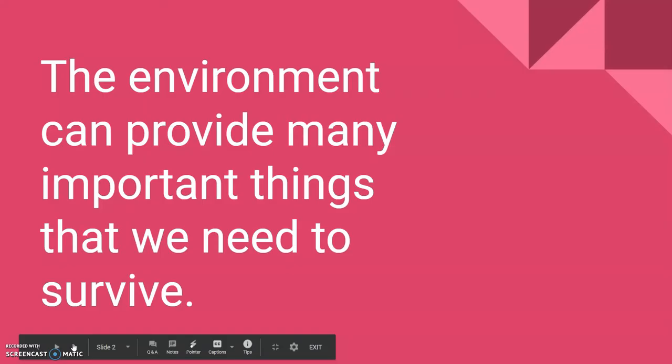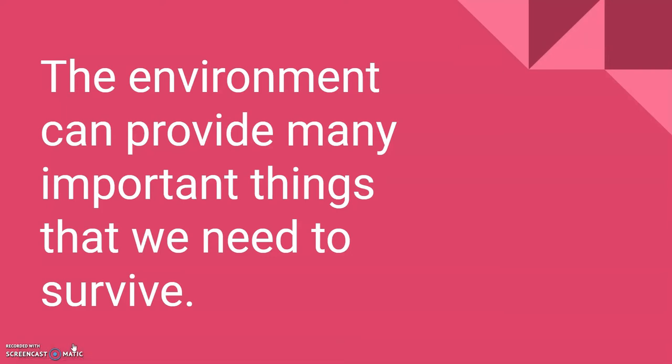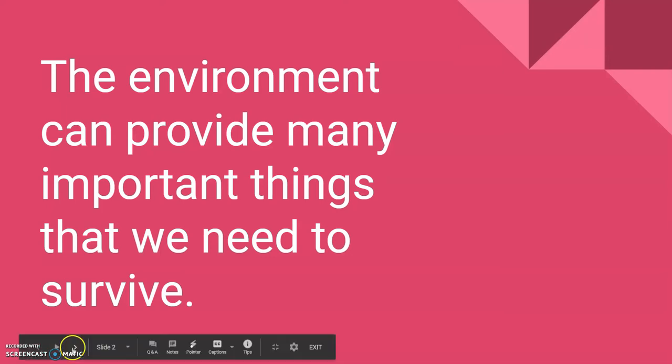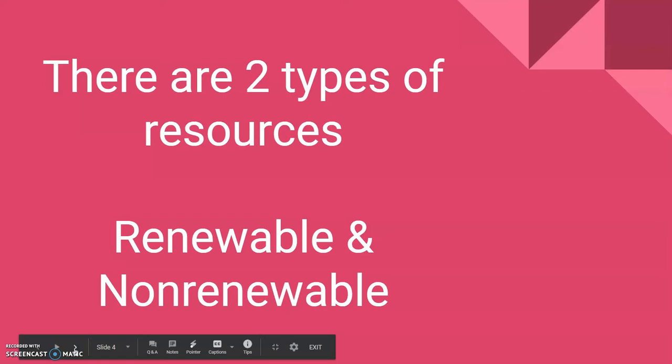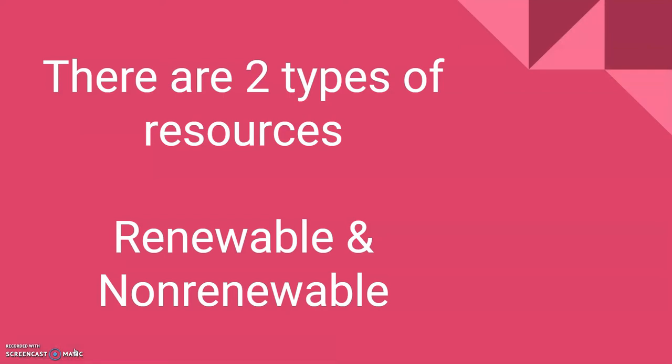Our environment can provide many important things that we need to survive, and we call the items that our environment provides us natural resources. A natural resource is just any useful material that's found in the environment. There are two types of resources that we find in our environment, and that is renewable and non-renewable.